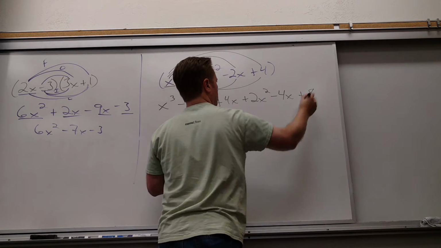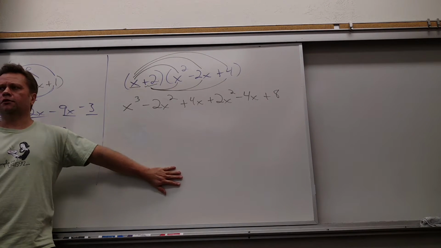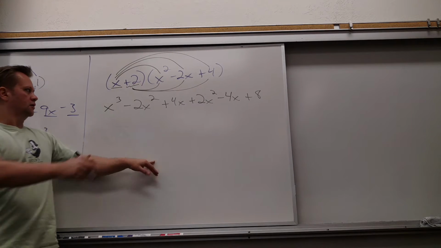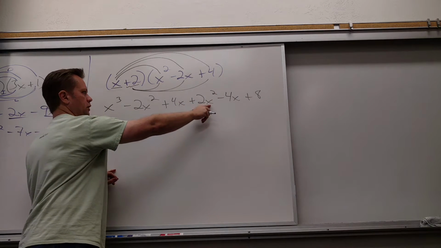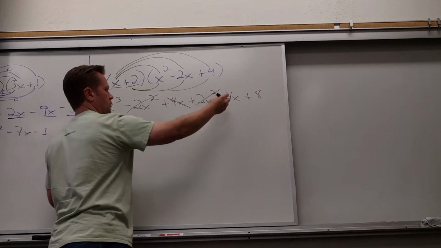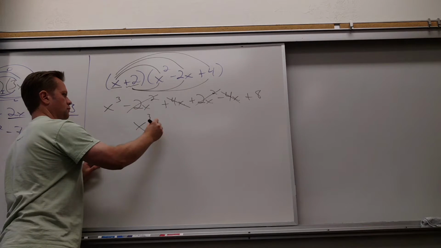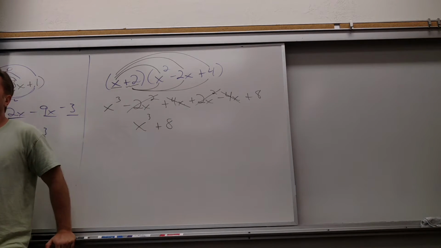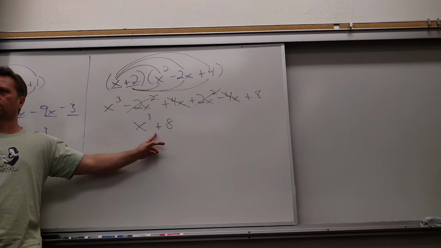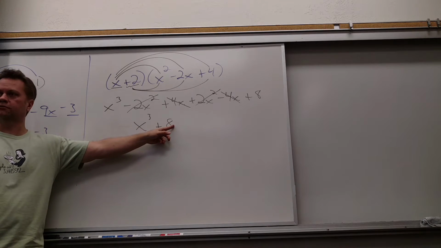Plus 8. Now, to be honest, I constructed this to do something interesting. It's not always going to happen. Well, what just happens to happen here? I like this. The negative 2x squared and the 2x squared cancels. 4x and the minus 4x cancels. So it's x cubed plus 8. Some of you might even realize that that is something called sum of cubes. Not son of Sam, but sum of cubes.